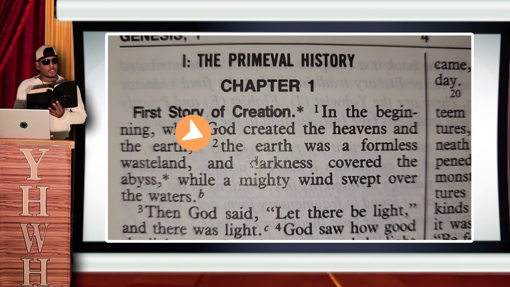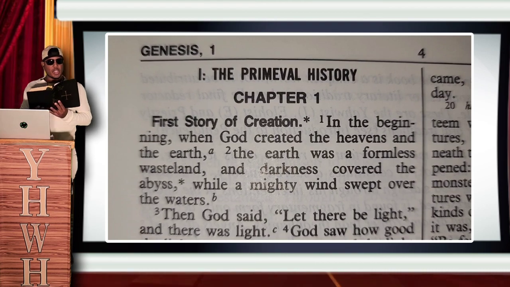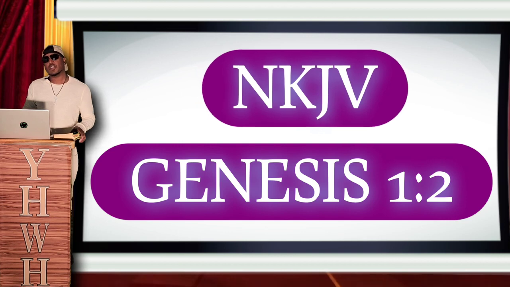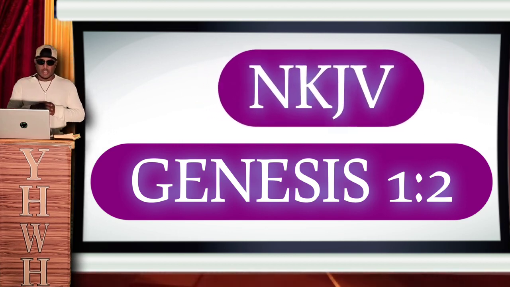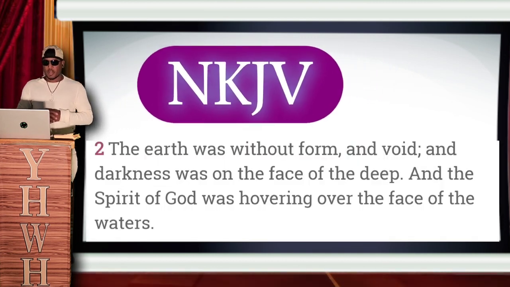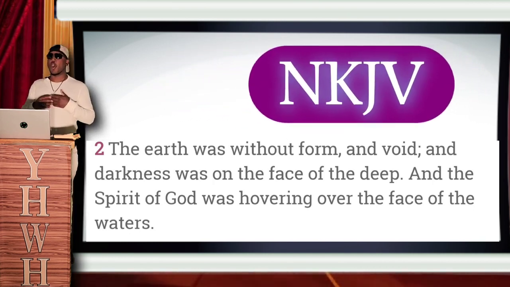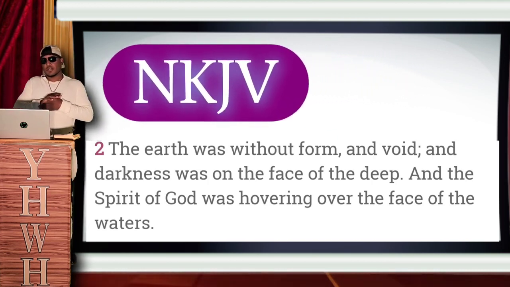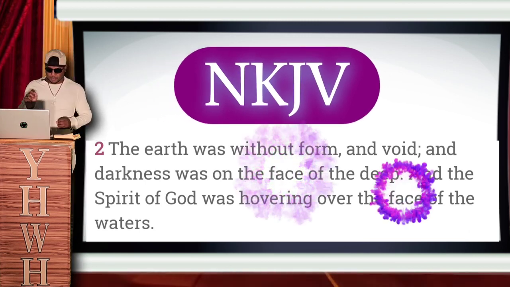The earth was a formless wasteland, and darkness covered the abyss, while a mighty wind swept over the waters. Now that's the New American Bible. Now the New King James Version Bible says something very, very interesting. Verse 2, the earth was without form and void, and darkness was upon the face of the deep. And the Spirit of God was hovering over the face of the waters. So we're going to go into detail and break down what the word face means.